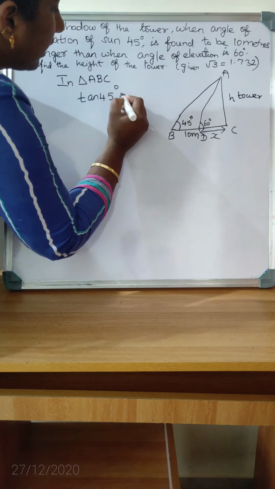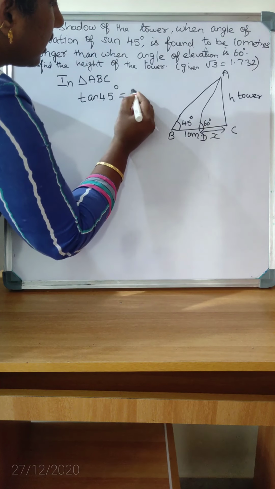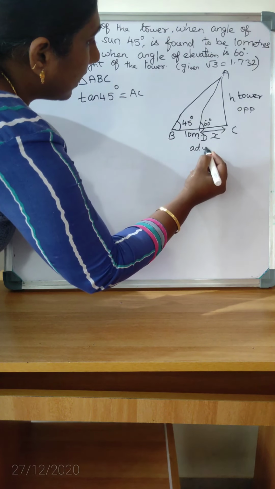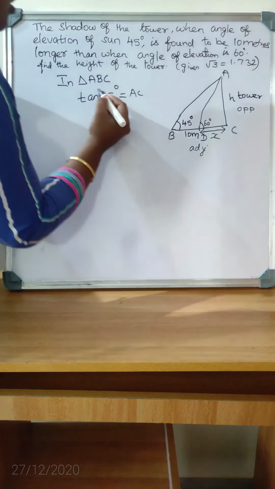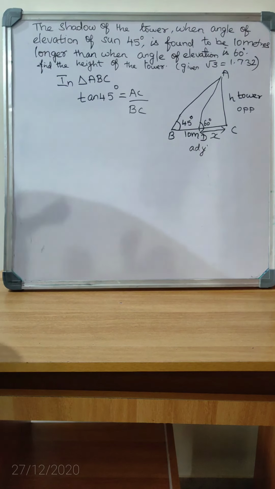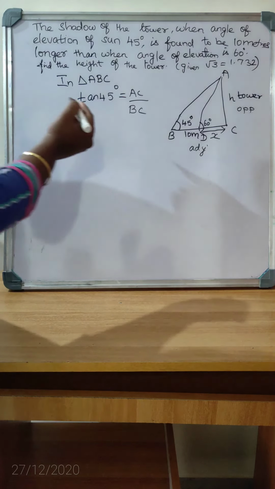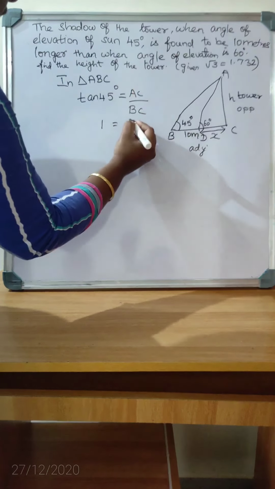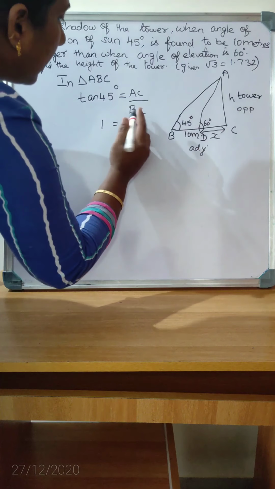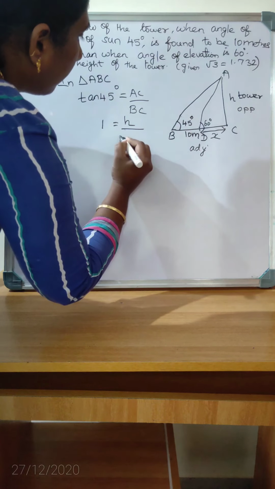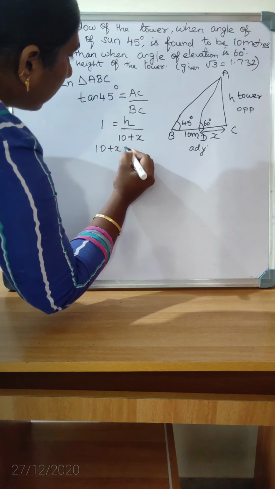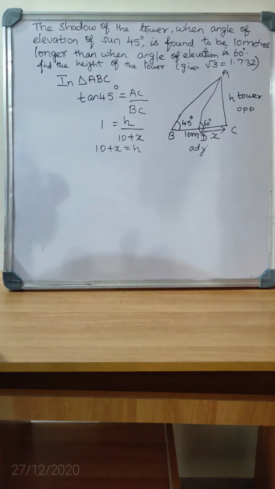tan 45 degrees equals opposite over adjacent. This is opposite and this is adjacent. So tan equals opposite by adjacent, so I am taking AC by BC. So tan 45 is 1. AC we have taken as h. So 10 plus x equals h. So we just cross multiply.